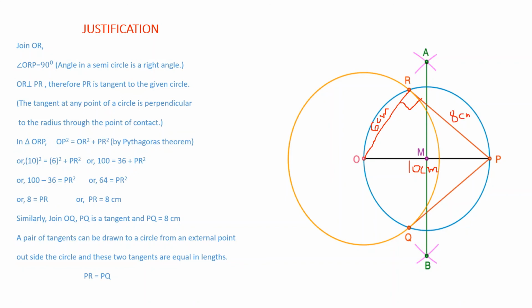Similarly, we can calculate PQ by joining OQ, and OQP is 90 degrees because this is also an angle in a semicircle, which is a right angle, and we see PQ is also 8 centimeter. A pair of tangents can be drawn to a circle from an external point outside the circle, and these two tangents are equal. In this case, PQ and PR are tangents, and each is equal to 8 centimeter.